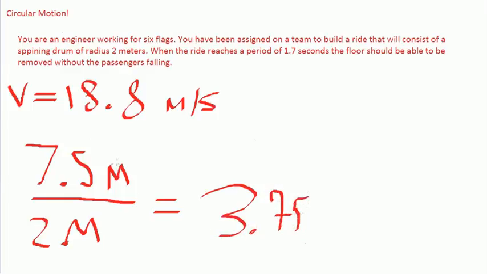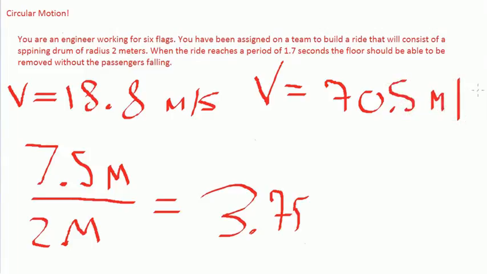So what we're going to do is multiply 18.8 by 3.75. And that's going to get us our velocity of 70.5 meters per second, which is pretty fast. That is pretty fast. And we also need to accelerate to that in 1.7 seconds. So that is an insane speed.